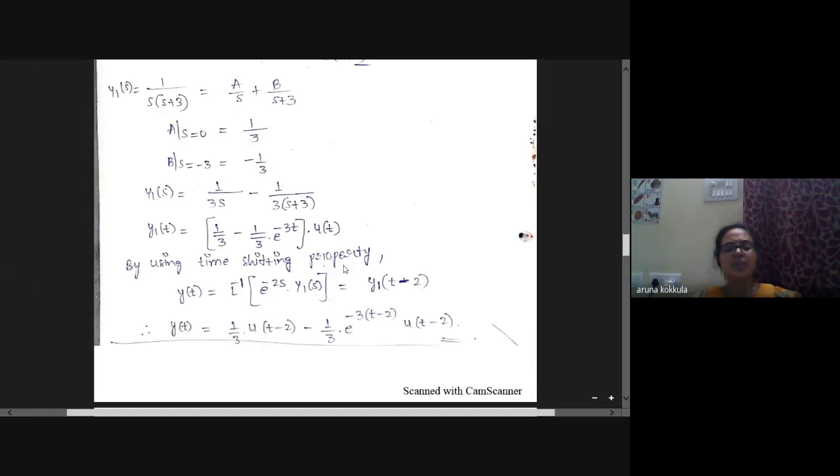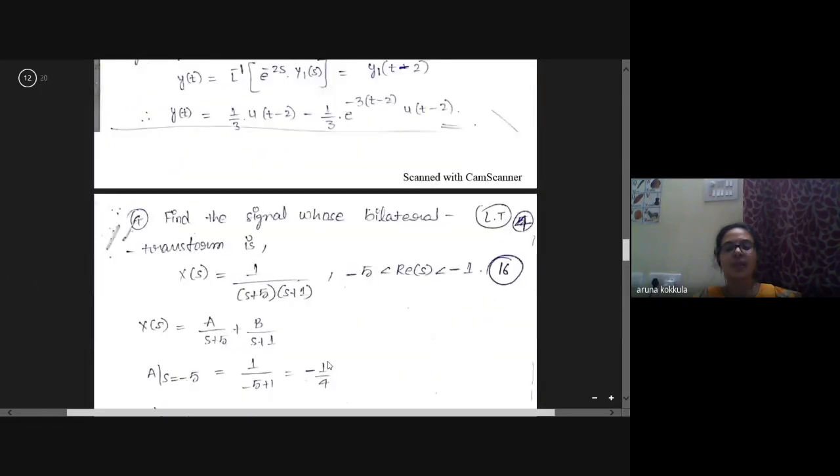By using the time shifting property, y of t is equal to y1 of t minus 2. So wherever t is there in y1 of t, replace it by t minus 2. You will get your answer. And see, this type of problem is very important.